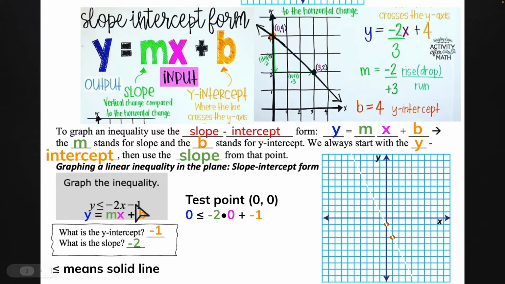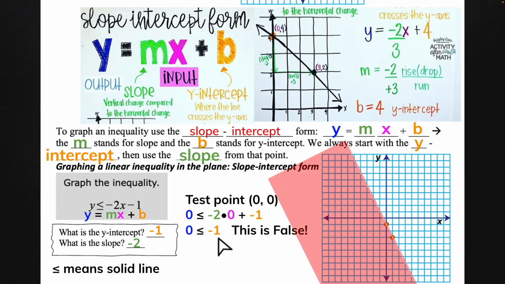So now I'm just going to reduce a little bit. So I have 0 is less than or equal to -1 because this becomes 0 and anything plus 0 is itself. So now we're just deciding, is this true? Is 0 less than or equal to -1? Well, no, that's not true. 0 is not less than or equal to -1. So that test point failed. So what it means is I'm jumping to the other side of the line. If the test point passes, that means I'm going to shade on the side that that point is on. If it doesn't pass the test, then I go to the other side.